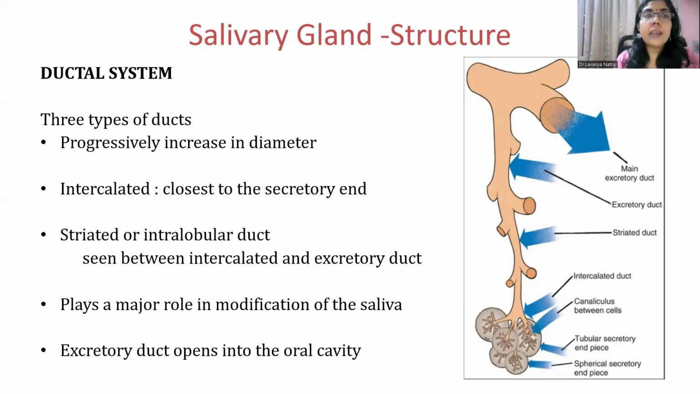And coming to the detailed portion of this duct, they progressively increase in diameter from the intercalated to the striated to the excretory duct. The intercalated ones are closest to the secretory end part or the secretory acinar cells. The striated, as I told you, they are seen within the lobule. So they are called as the intralobular duct. They are seen between the intercalated and the excretory duct. They play a major role in the modification of saliva, which I'll tell you later. And the excretory duct opens into the oral cavity. So this is how the ductal system works in a salivary gland.